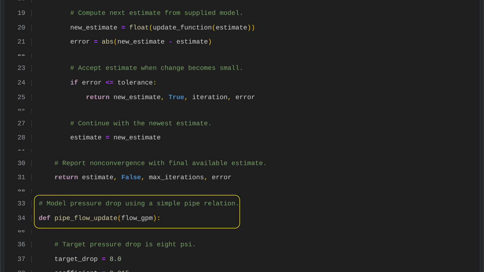This function estimates pipe flow from a pressure drop model. It uses a target pressure drop of 8 psi and a constant coefficient of 0.015. Then it returns the flow estimate found by taking the square root of the pressure drop divided by that coefficient.